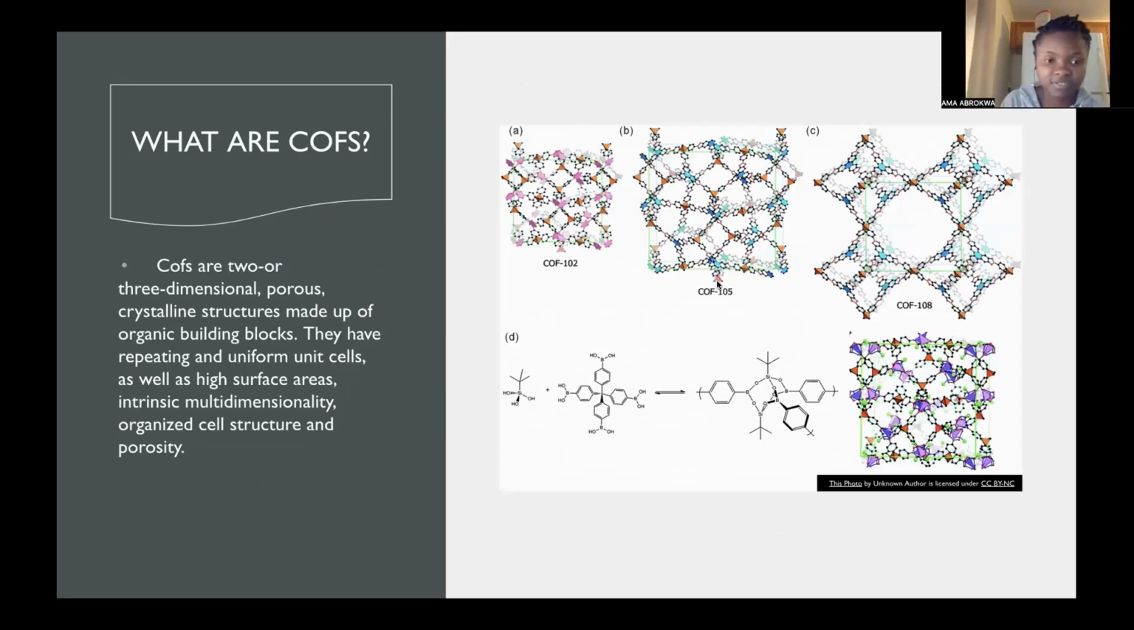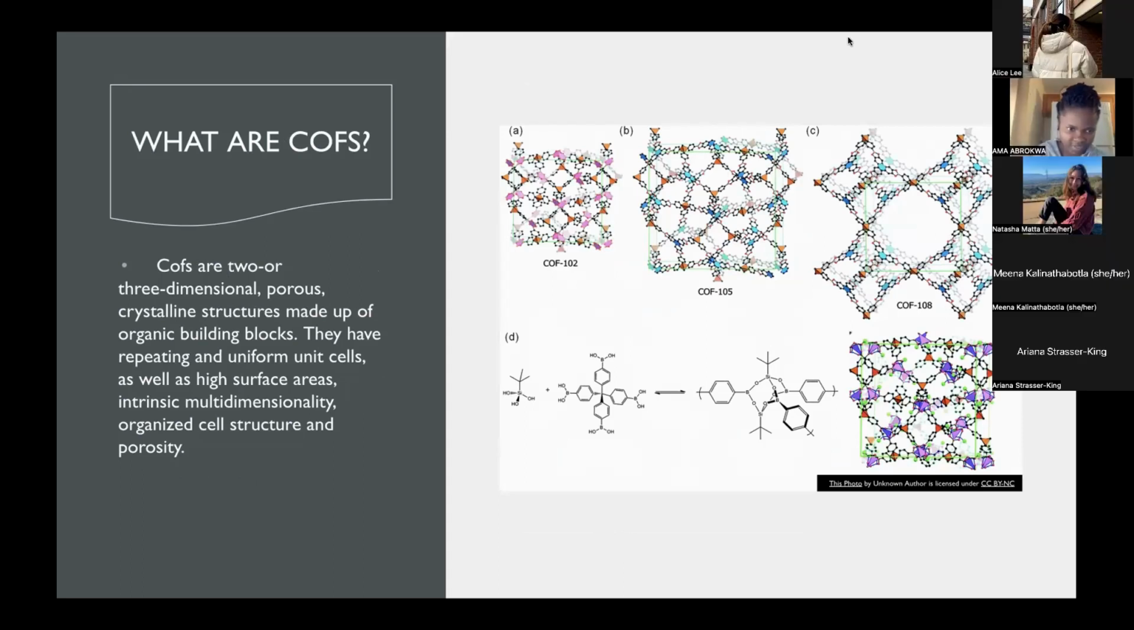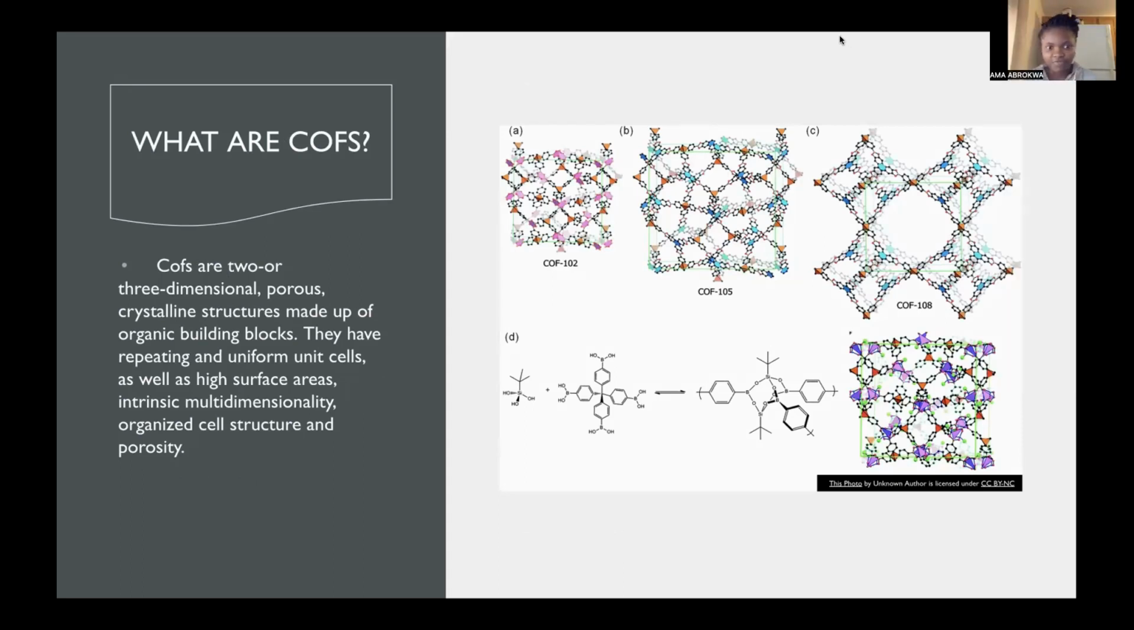The next material we talked about was COFs, or covalent organic frameworks. Covalent organic frameworks are 2 or 3 dimensional porous crystalline structures made up of organic building blocks. They have repeating and uniform unit cells, as well as high surface areas, intrinsic multidimensionality, organized cell structure, and porosity. These are also examples of covalent organic frameworks.